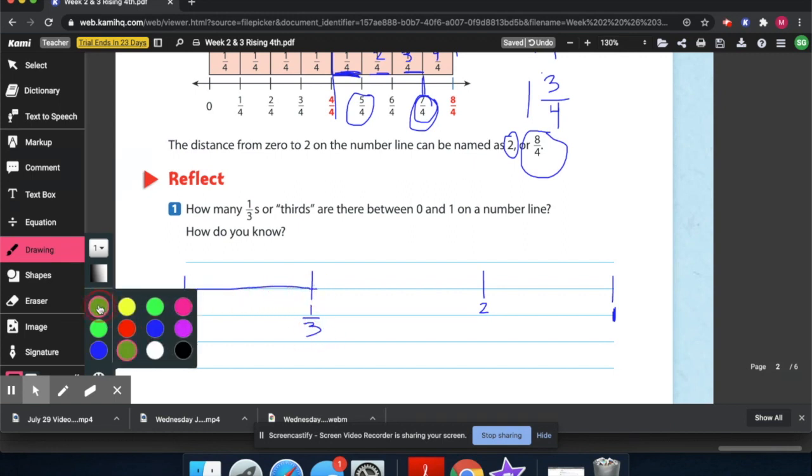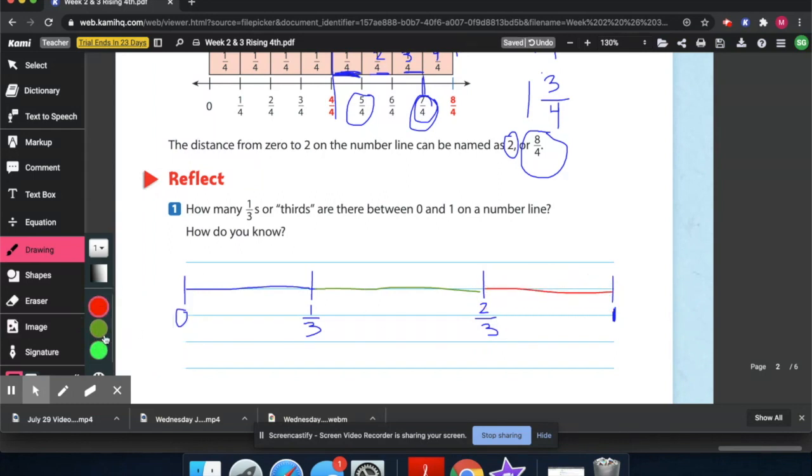I'm going to get a different color and write a line through this part because this tells me this is another third, which is going to be 2/3. And one more color. This 1 is the same thing as 3/3, which, if they're the same number on the numerator and denominator, it's a whole number. So I have 1 whole. Okay, I filled out my number line.